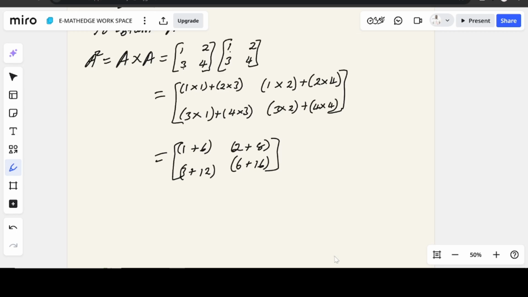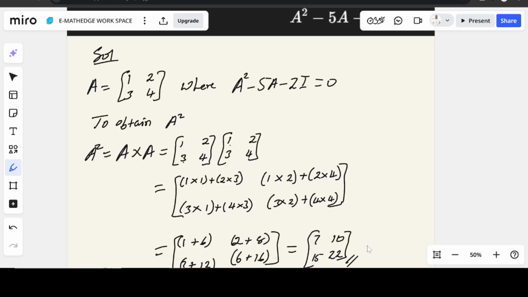We can still simplify further by adding up all these elements in the brackets. So 1 plus 6 is going to give us 7. 2 plus 8 is going to give us 10. 3 plus 12 is going to give us 15. And 6 plus 16 is going to give us 22. So this is A square. We multiplied matrix A by itself to give us this matrix.